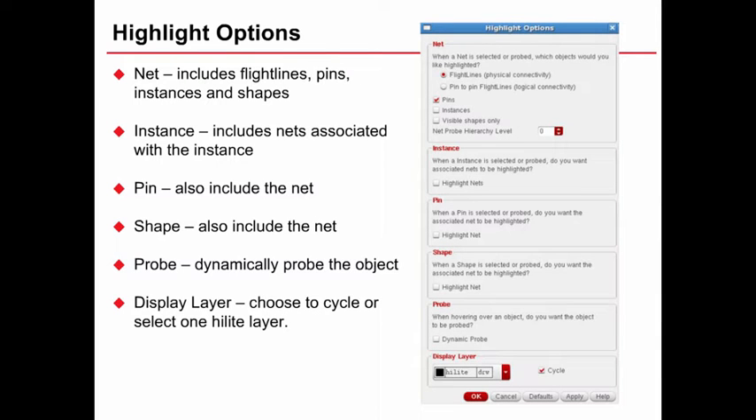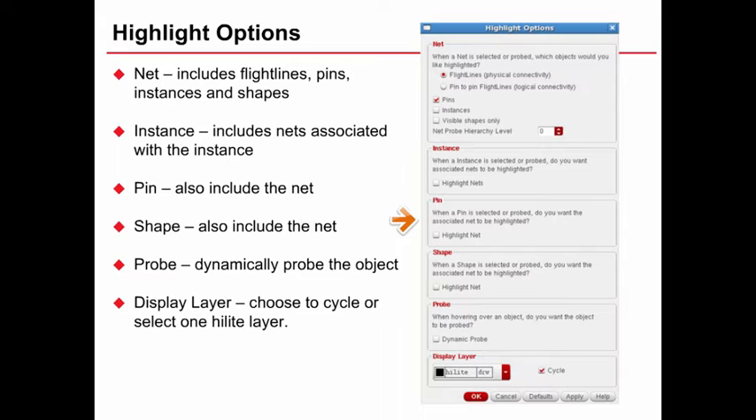Highlight options. Here we show flat lines, pins, instances, and shapes. So this is net. So when you have a net selected or probe, what would you like highlighted? So here are the things. And then net probe hierarchy level. How deep do you want to let that probe go? And then under instance, what would you like? If an instance is selected, do you want the associated nets to be highlighted?